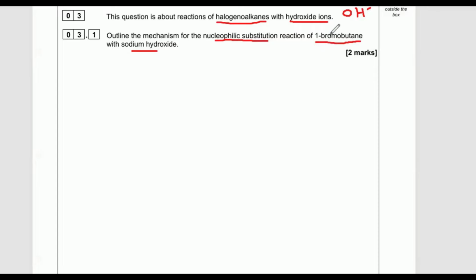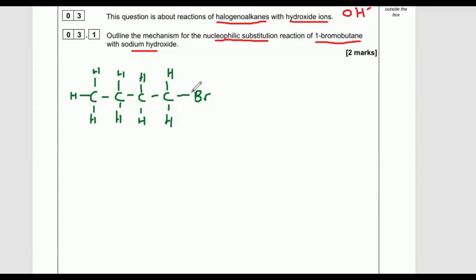Let's get into this mechanism. So the first thing to notice is our main reactant is 1-bromobutane. So let's quickly draw that out. Of course, it's butane and it's got a bromine atom on the first carbon. So I'm just going to put that there for ease.